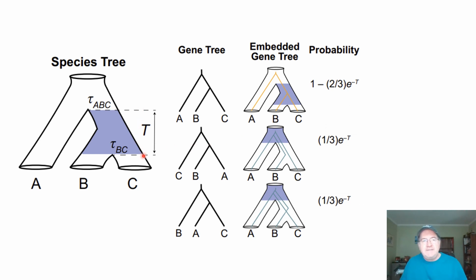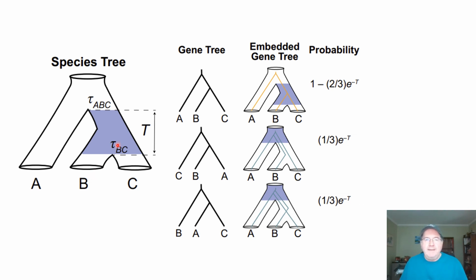T here represents the time between the split from the common ancestor of ABC to, let me get this right, this represents the split from the common ancestor of B and C. And then tau BC is when B and C finally split from their common ancestor. I hope I explained that correctly. I'm sure you can understand it from this tree. So this is the time between these two speciation events.